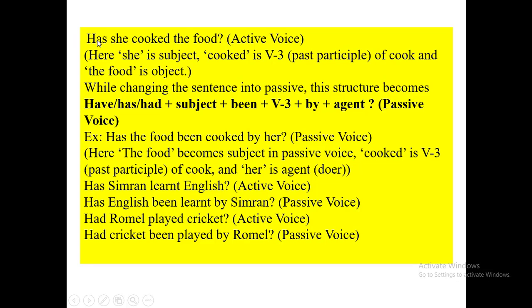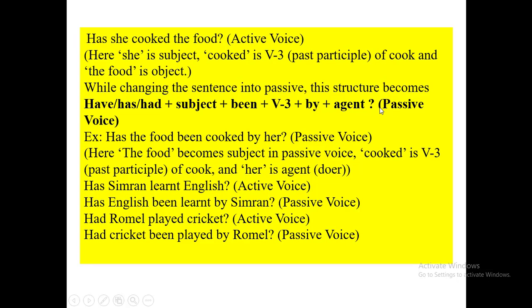Has she cooked the food? It is active voice. Here she is subject. Cooked is V3, I mean past participle of cook, and the food is object. While changing the sentence into passive, this structure becomes have, has or had plus subject plus been plus V3 plus by plus agent, I mean doer in passive voice.